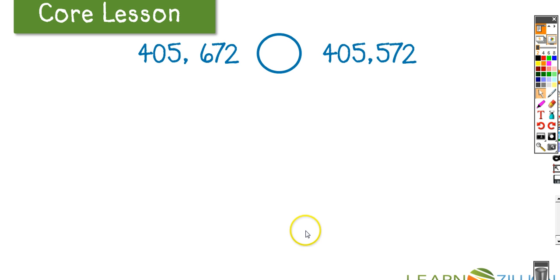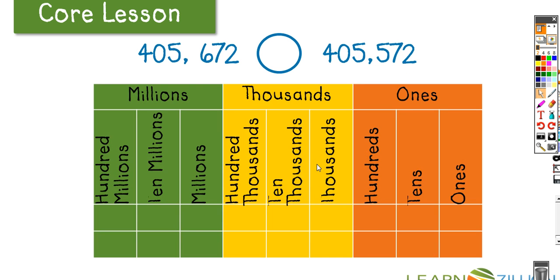Let's look at these two numbers, 405,672, and they want us to compare that to 405,572. Let's look at the numbers and put them in a place value chart. It makes it a whole lot easier when you look at them this way. So let's insert the numbers, 405,672. Underneath that, 405,572.